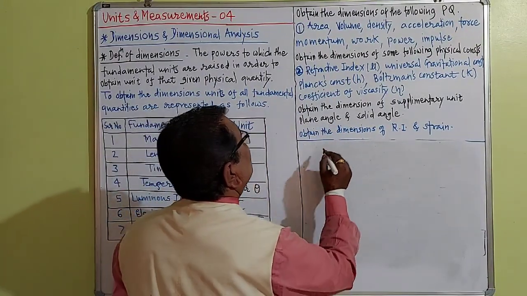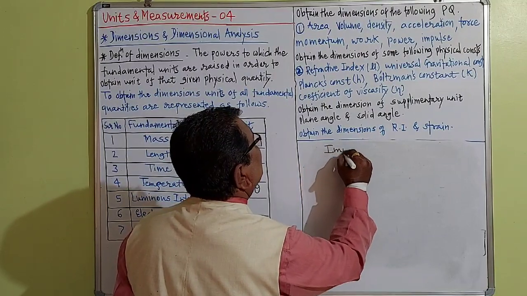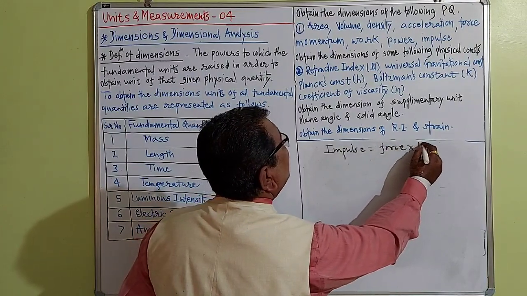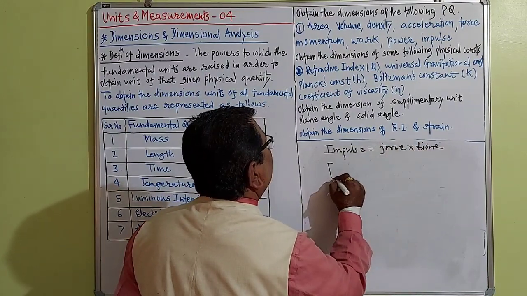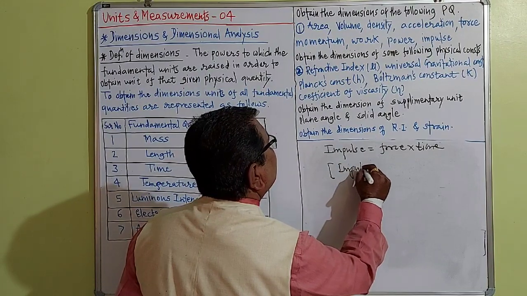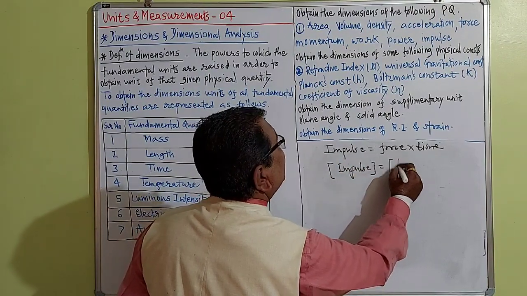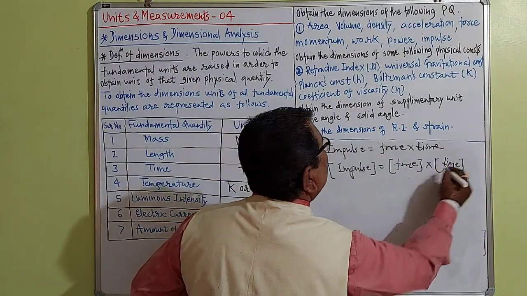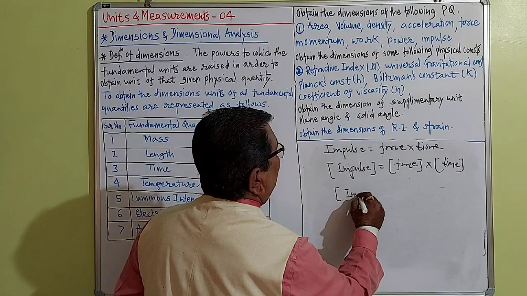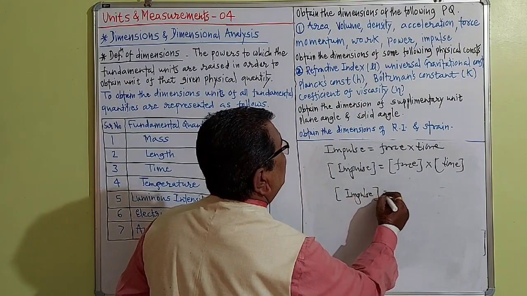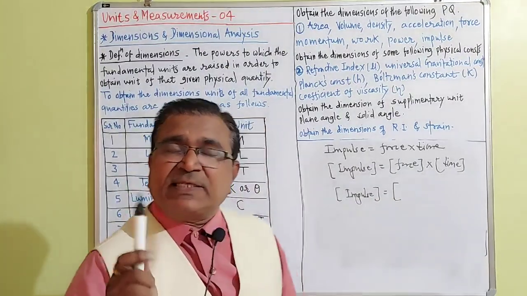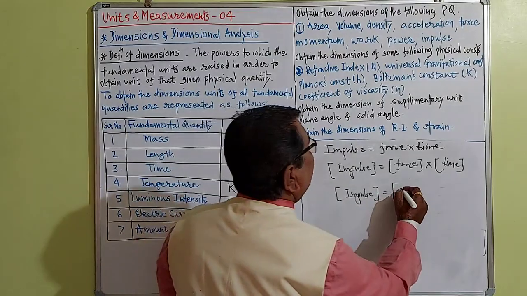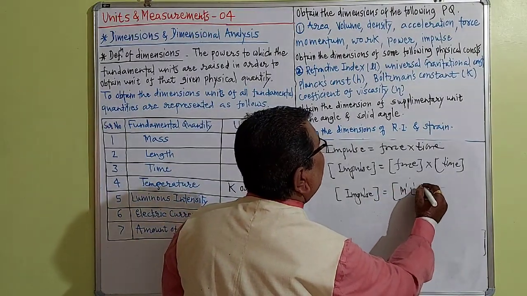Impulse is equal to force into time. This is a formula. So here dimension of impulse is equal to what we get? Dimension of force into dimension of time. So here what? Dimension of impulse is equal to, we know dimension of force is equal to m1 L1 t minus 2. So write down here m1 L1 t minus 2.